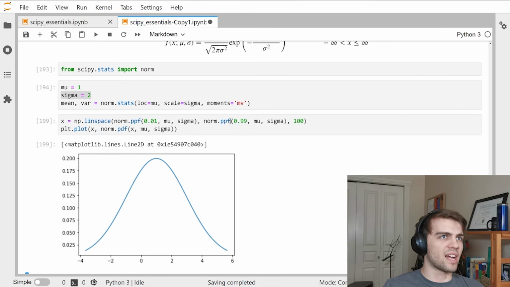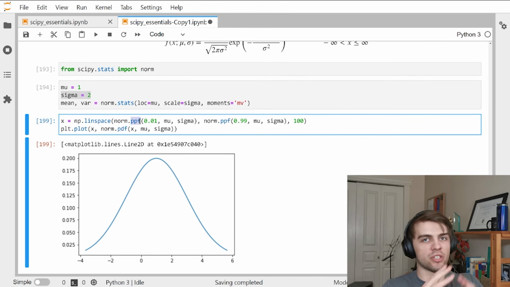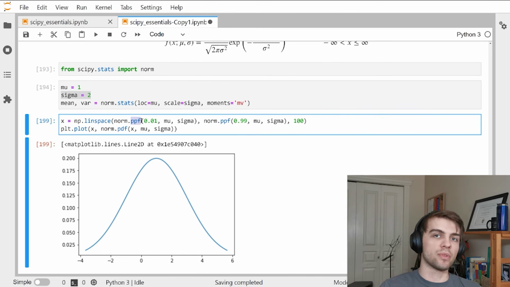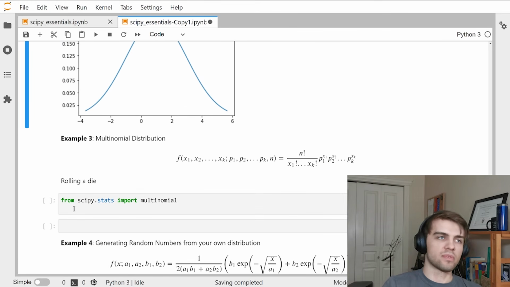And this constitutes, I guess, from 0.01 to 0.99. That would be 98% of the area, right? Because 1% of the area is to the right here and 1% of the area is to the left there. And so that's how you use this PPF function to plot things properly. PPF is useful, the inverse of the cumulative distribution function, because it gets you particular values that correspond to less than a certain CDF.